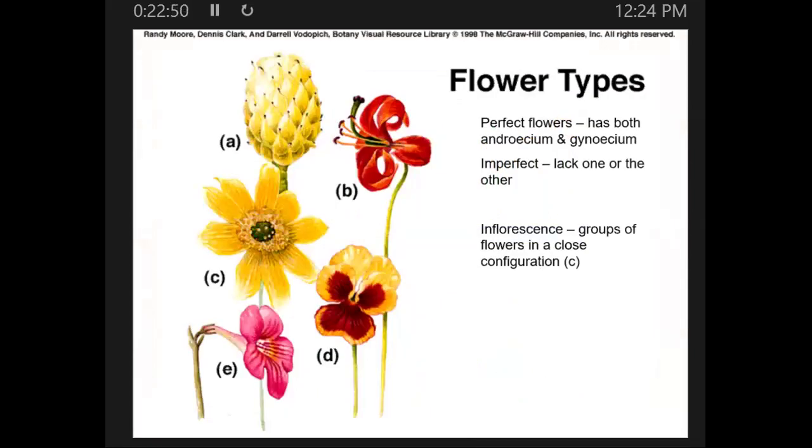Okay, so these ideas of inflorescence, please get those committed to memory. Perfect is implying that you got everything. You got the male, you got the female, it's all there. Imperfect means it's either a male flower or a female. And then an inflorescence is a group of flowers clustered together in such a way that it looks like one flower, but it's really many flowers.